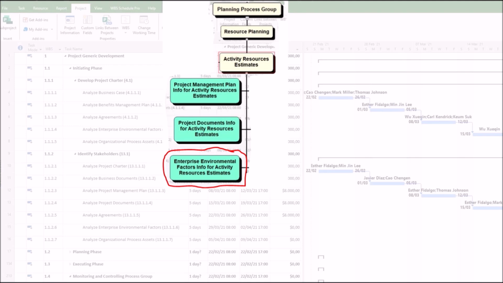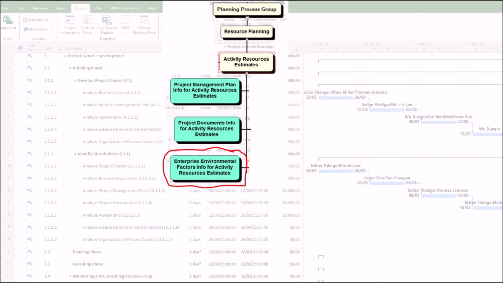Second, the choice of resource directly impacts activity duration and cost. For example, a highly skilled and experienced resource will likely complete a task faster than a novice, but at a higher hourly rate. Enterprise environmental factors like resource location, availability, and published estimating data provide the necessary context to make these trade-off decisions. Since these factors are outside the project team's immediate control, accounting for them early is crucial for creating realistic and achievable resource plans.